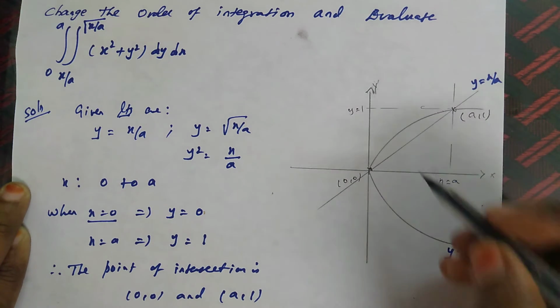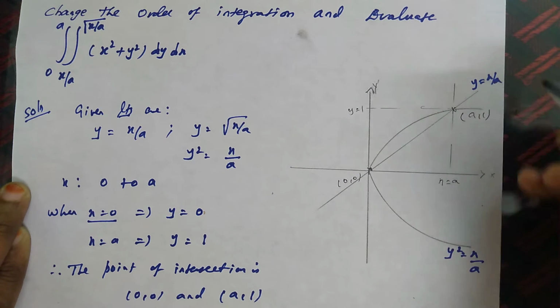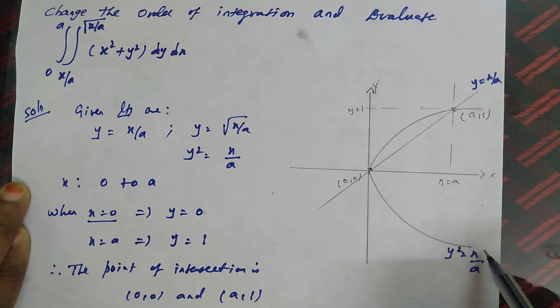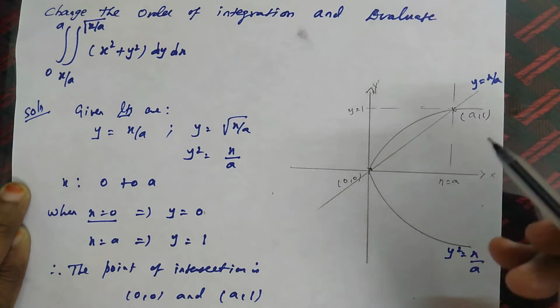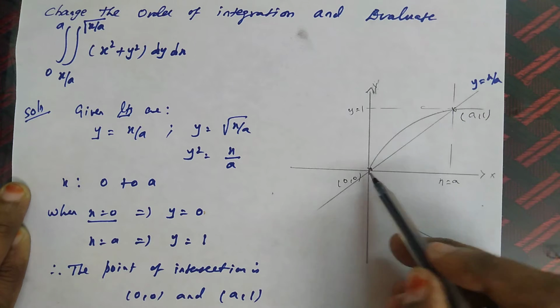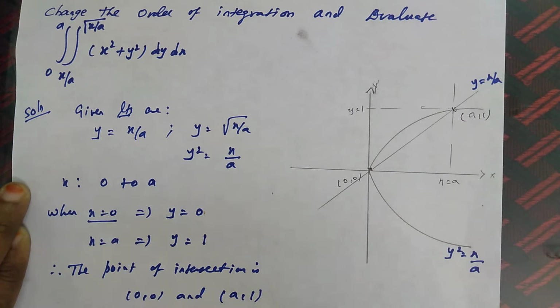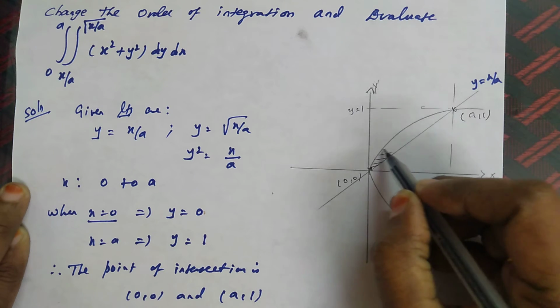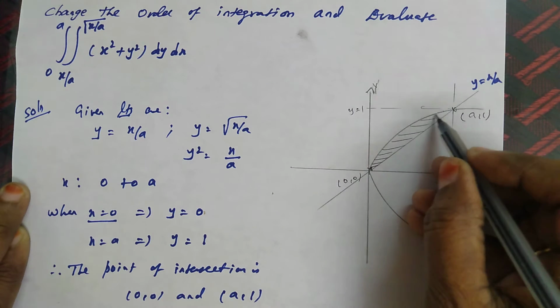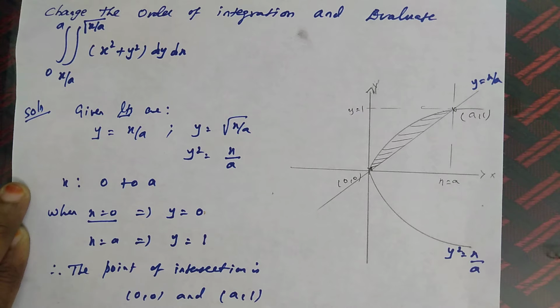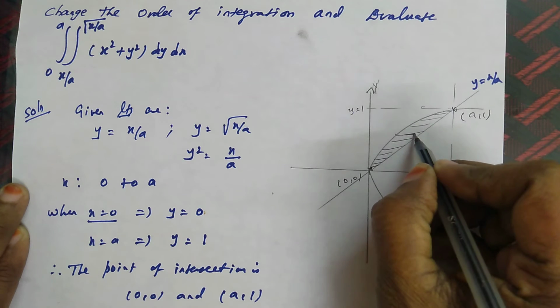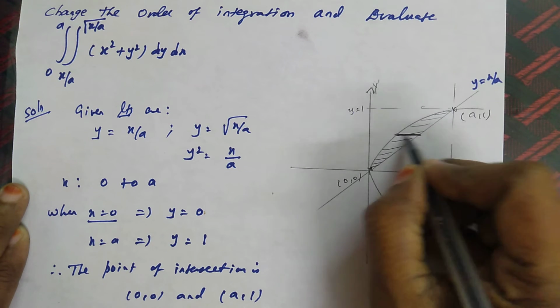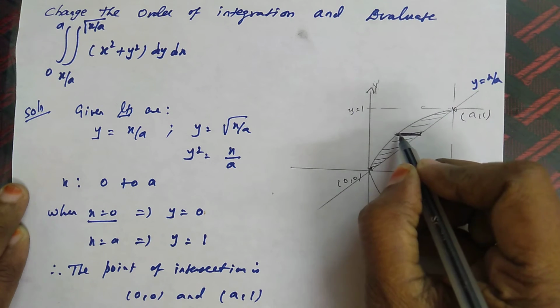So look at this. y equal to x/a is the line equation, y² equal to x/a is the equation of a parabola, and the points of intersection are (0, 0) and (a, 1). So our region of integration is nothing but this shaded portion. We are supposed to change the order to dx. That means we have to take a horizontal strip in the region of integration.